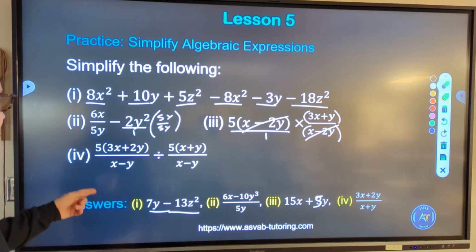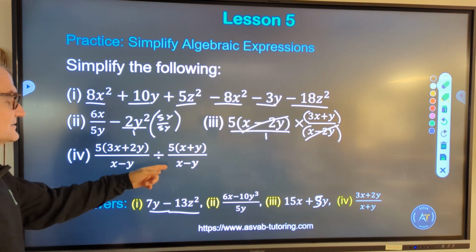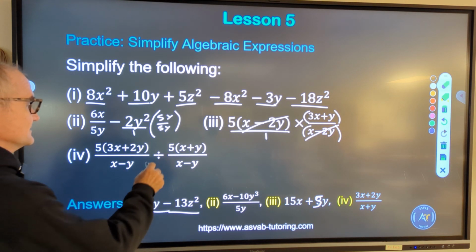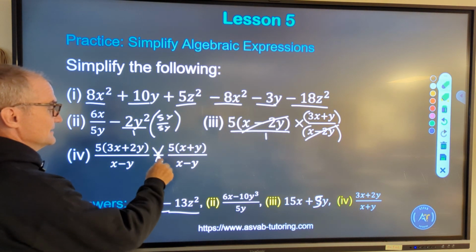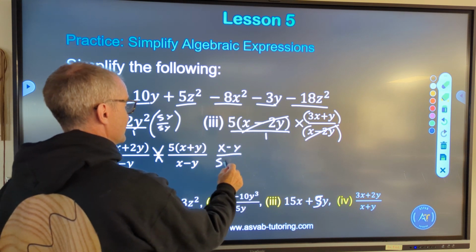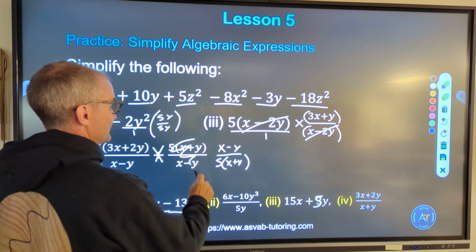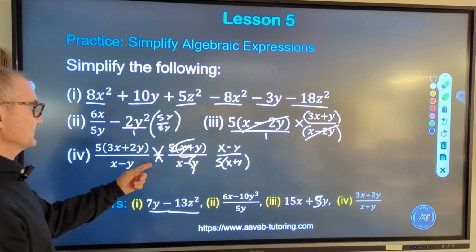Then number 4 here, this is division. So I've got to rewrite the second term and flip it over. So I'm going to turn this into multiplication. And then rather than that, I'm going to have x minus y over 5x plus y. It'll look like that, right? So this is kind of out of the picture here because I flipped it over and multiplied.